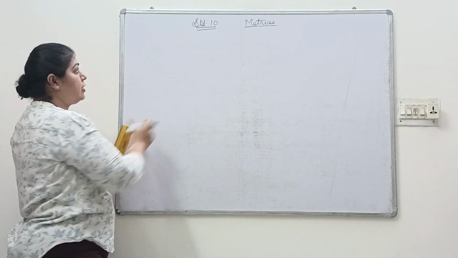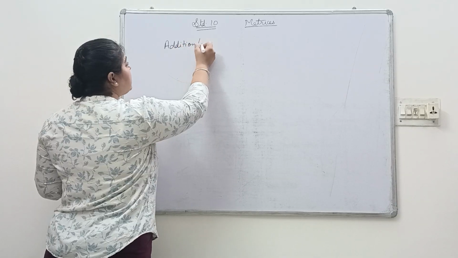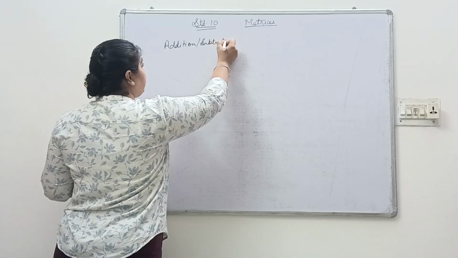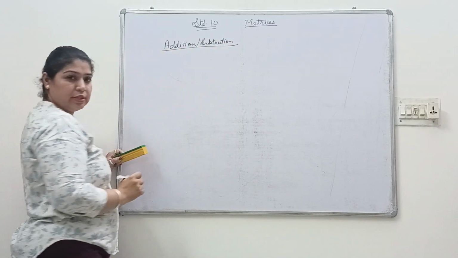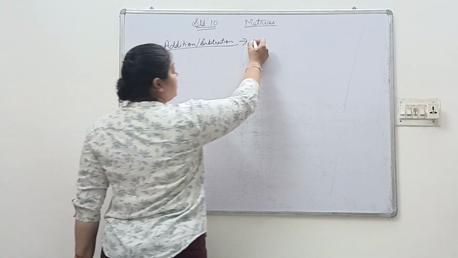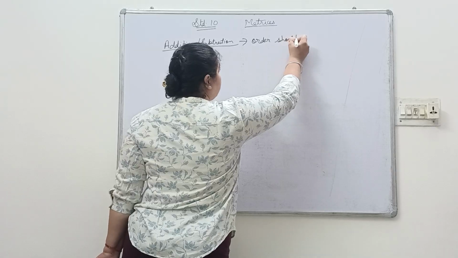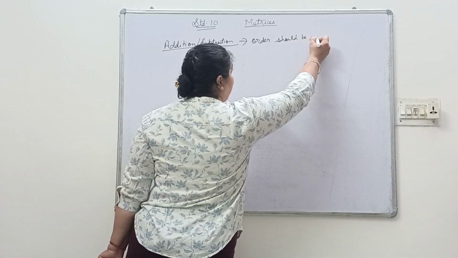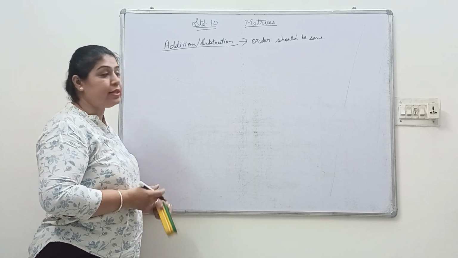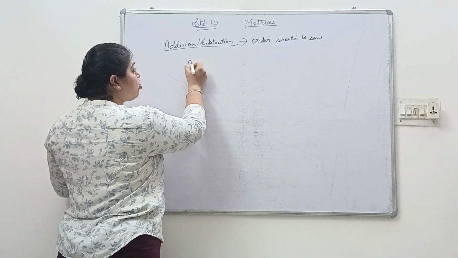Addition of matrices. Addition and subtraction of matrices. For these, the one must condition is that order should be the same. If we are adding 2 matrices, if we are adding 3 matrices, if we are adding 2 and subtracting the third one, then their order should be the same.